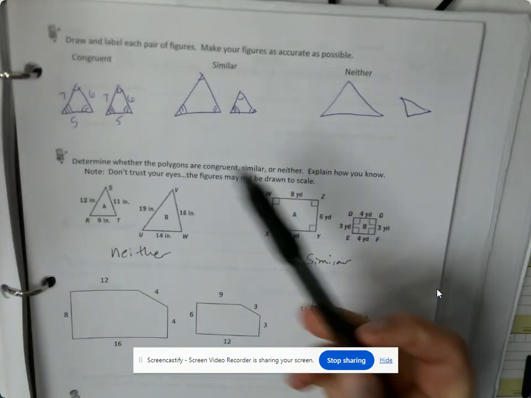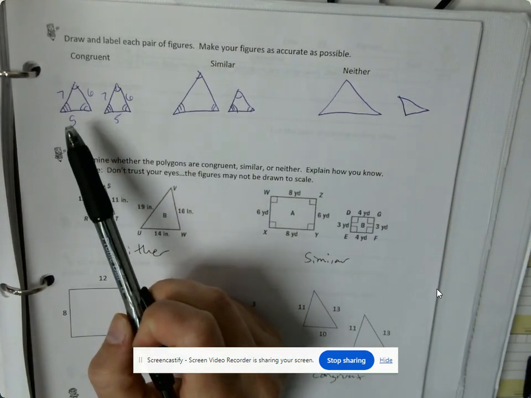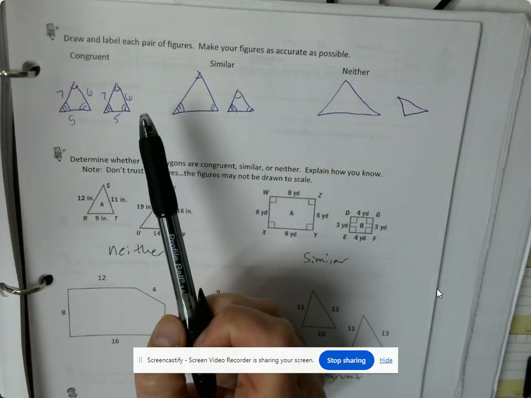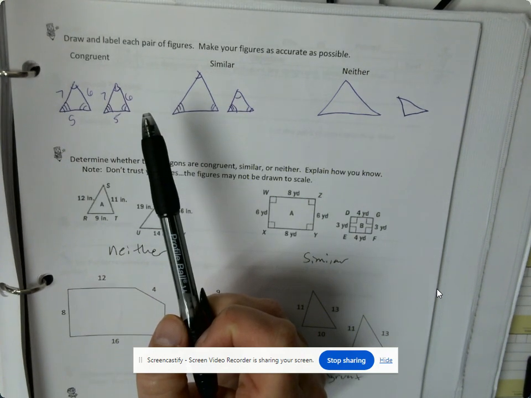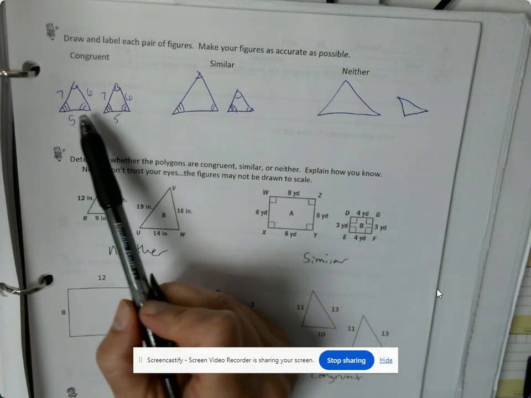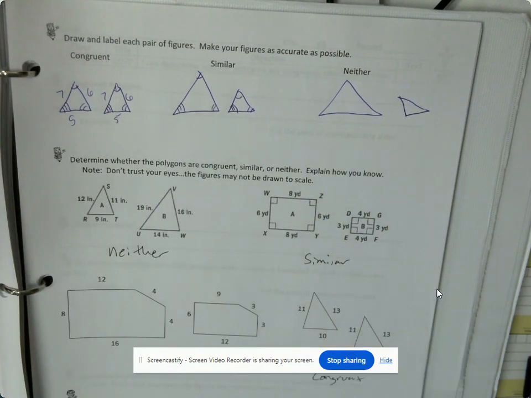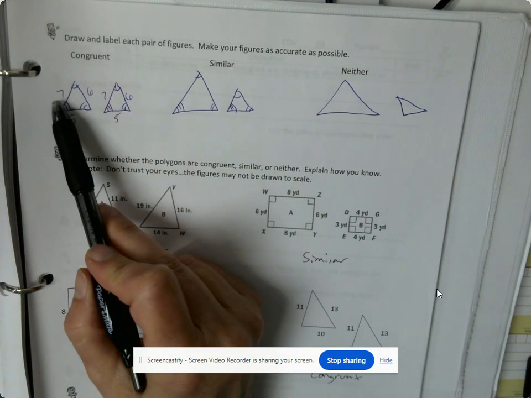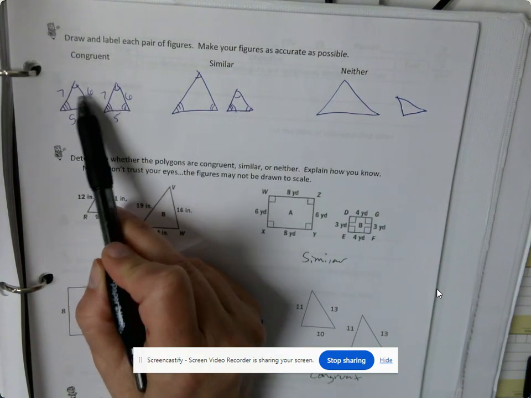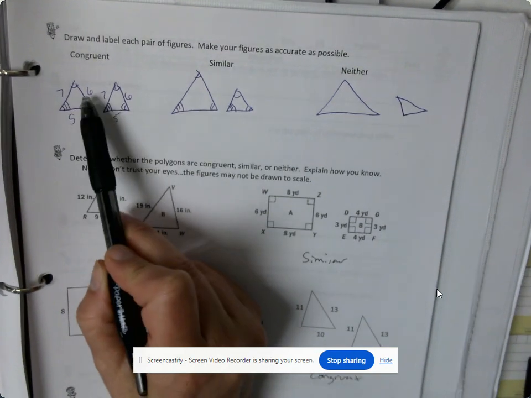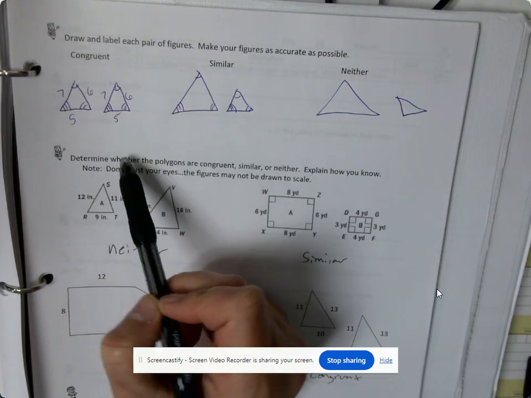Draw and label. Again, you cannot just draw triangles and say, oh, they look to be the same, so I'm calling them the same. No, we have to prove it. So you had to prove either by writing in the measurements or using your congruent notches or arcs. So if they are congruent, they are identical. Identical numbers, identical arcs or notches.